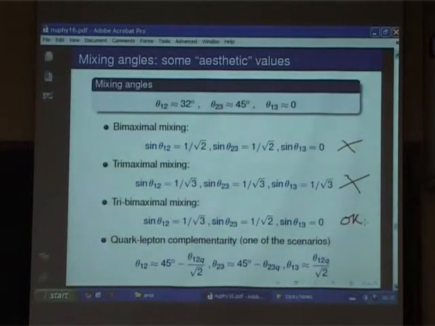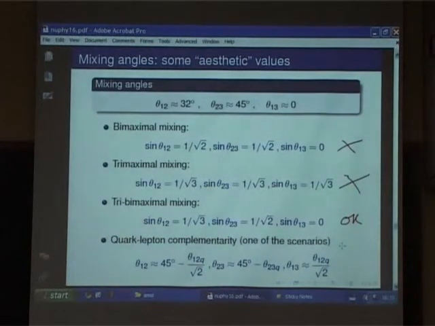So people expect that if the values of the 12, 23, and 13 angles are such nice values, then maybe we can come up with good models. People have come up with models with some symmetries, gauge groups, and so on. But this is sort of one popular approach, I would say.